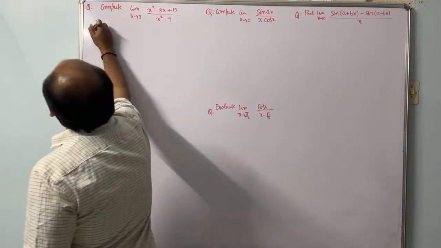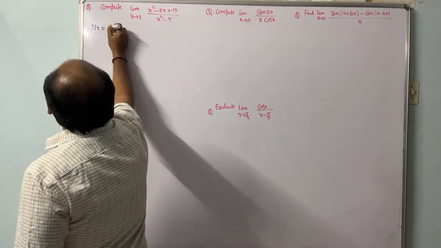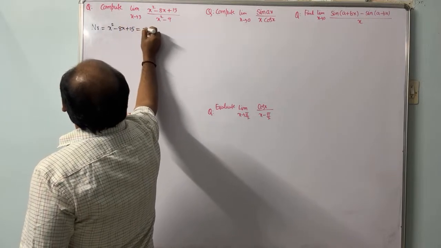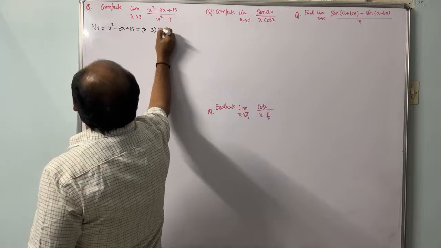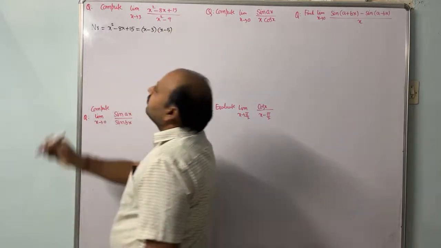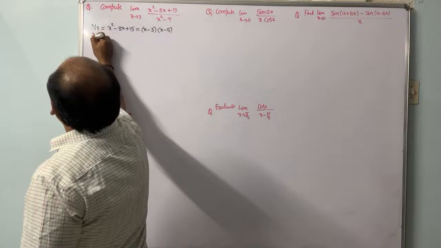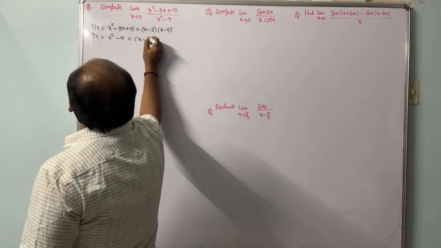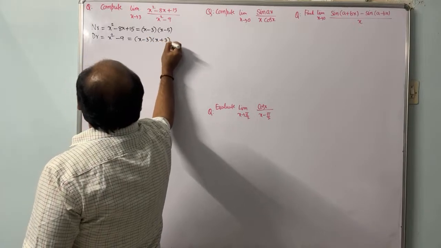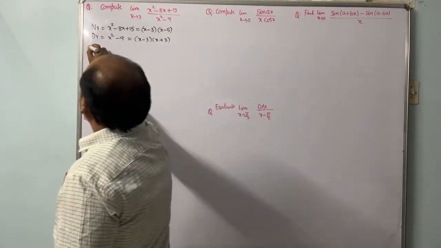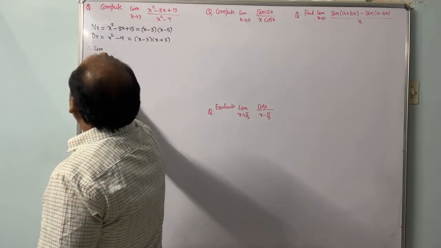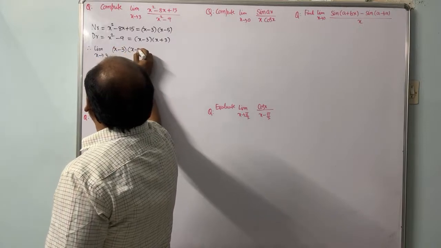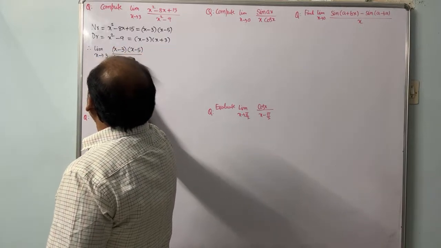For the numerator factorization, x square minus 8x plus 15 can be written as, directly I am writing, dear students, (x minus 3) into (x minus 5). This is about the numerator. Denominator also, x square minus 9 can be written as (x minus 3) into (x plus 3). So therefore the given limit x tends to 3, (x minus 3) into (x minus 5) divided by (x minus 3) into (x plus 3).